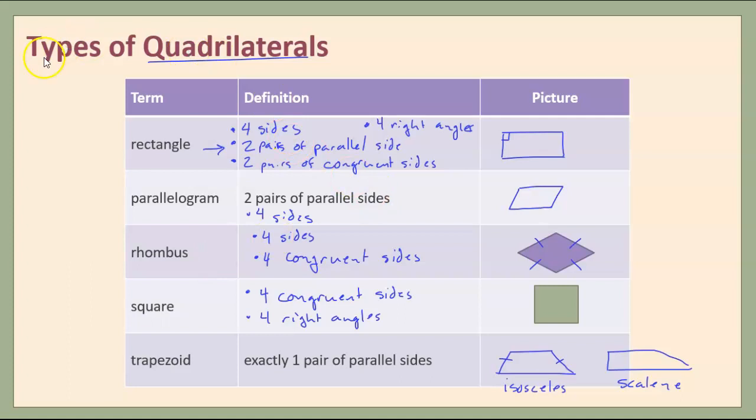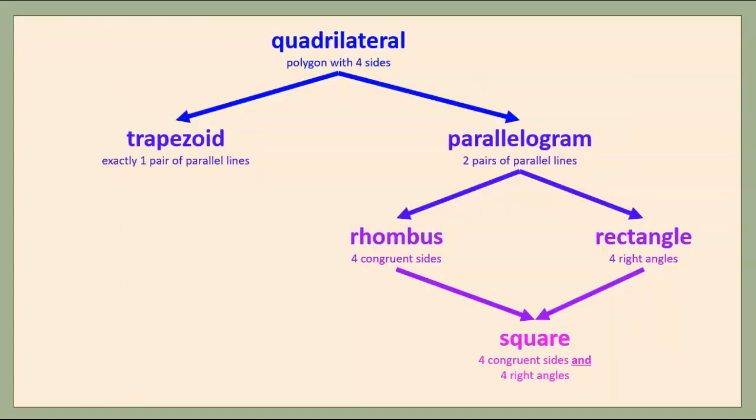It turns out these can be arranged in a hierarchy that looks like this. We start with a quadrilateral on top, polygons with 4 sides, and we divide those into trapezoids and parallelograms. On the one side we have trapezoid that has exactly 1 pair of parallel lines, and on the other side we have parallelogram, which has 2 pairs of parallel lines. So this is divided by the number of parallel lines.